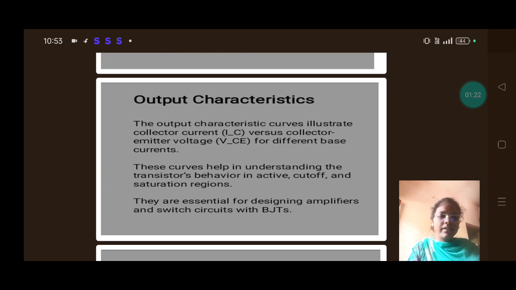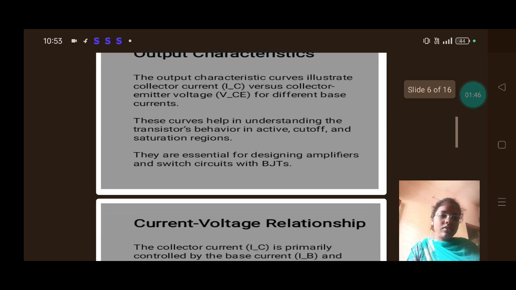In output characteristics of a bipolar junction transistor, the output characteristic curves illustrate collector current versus collector-emitter voltage for different base currents. These curves help in understanding the transistor behavior in active, cutoff, and saturation regions. They are essential for designing amplifiers and switching circuits with bipolar junction transistors.